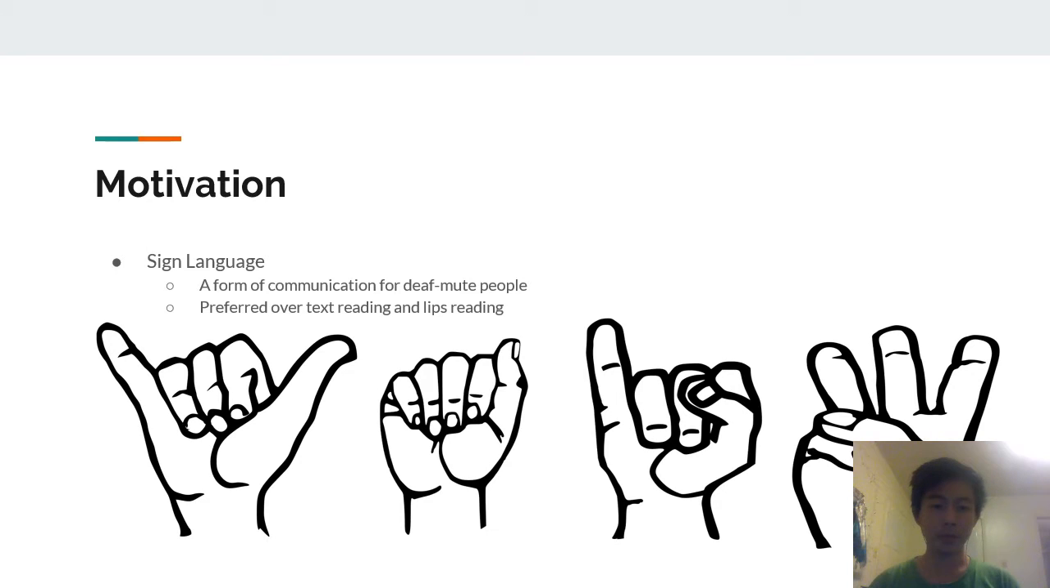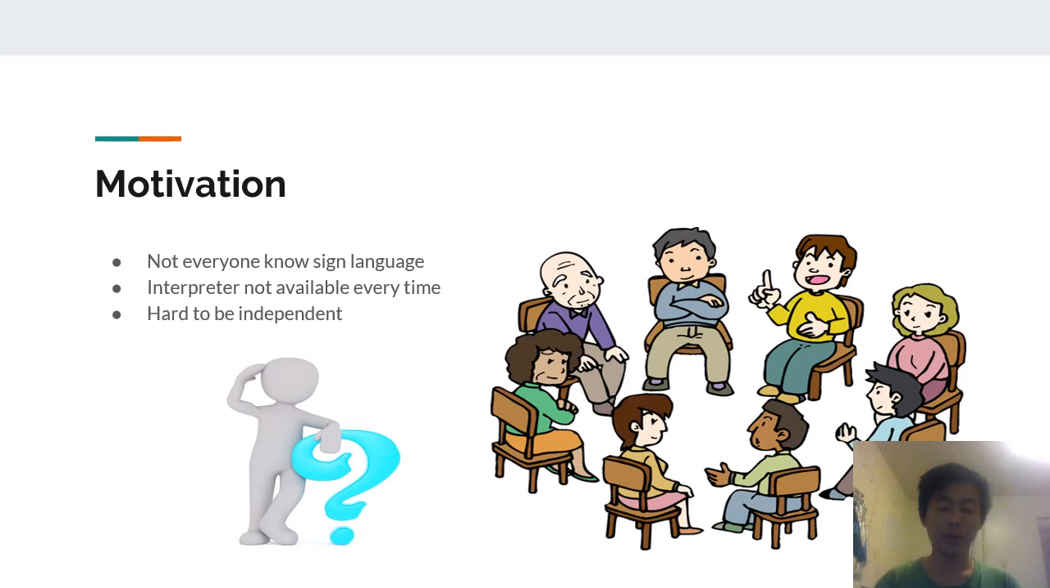The primary motivation is that sign language is the primary form of communication among deaf mute people, and it has been preferred over text reading and lip reading. We know that not everyone knows sign language, and also interpreters are not available every time for their help. So it is quite hard for the deaf mute person to become independent.